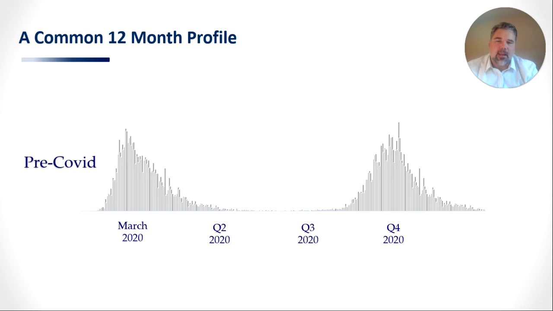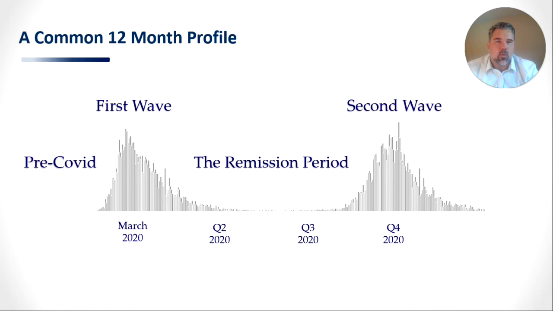For most countries, they managed to flatten that out. They then had a remission period where their cases went really, really low. And then many countries, if not most countries, experienced roughly in the fourth quarter a second wave, which then begs questions around what the future might look like.